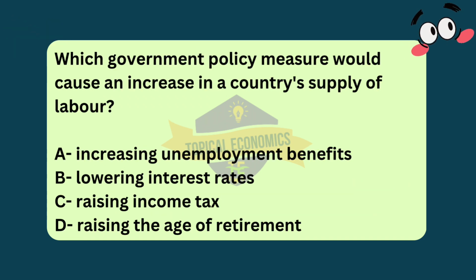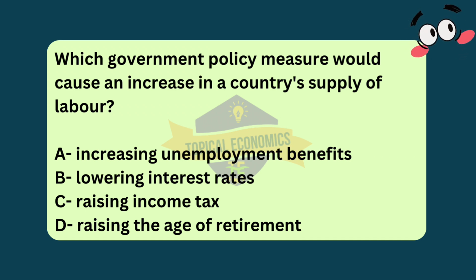Moving to question 9. Which government policy measure would cause an increase in a country's supply of labor? A. Increasing unemployment benefits. B. Lowering interest rates. C. Raising income tax. D. Raising the age of retirement. Reference, 2020 October, November version 3.